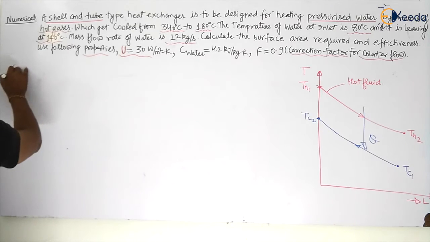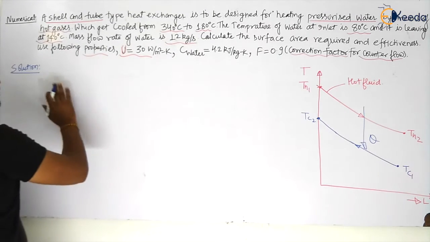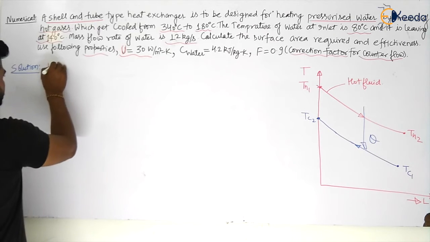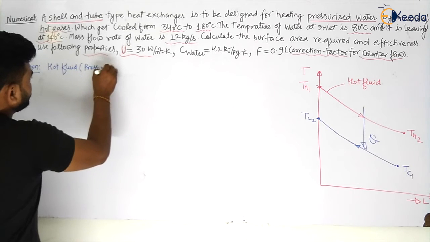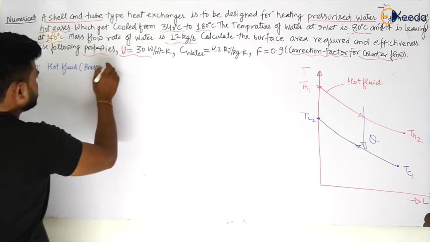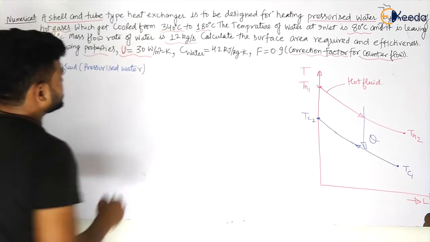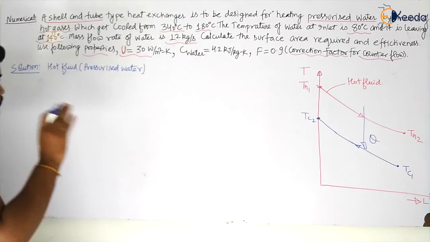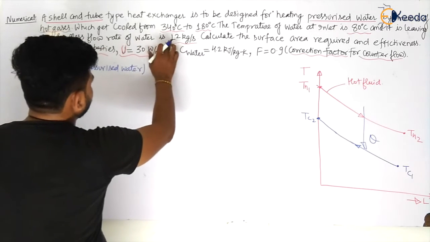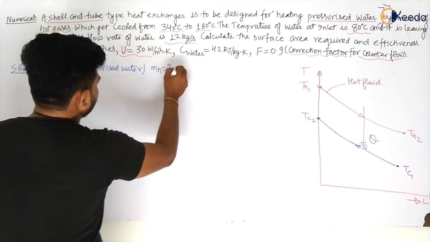Now, he is asking about the surface area and effectiveness. So, what has he given, let us see. The hot fluid is your hot gases, and the mass flow rate of the hot fluid is not given. The mass flow rate of the cold fluid is given. Mass flow rate of water is 12 kg per second, which is the cold fluid. So m dot h is not given, my dear students. You have to calculate this.